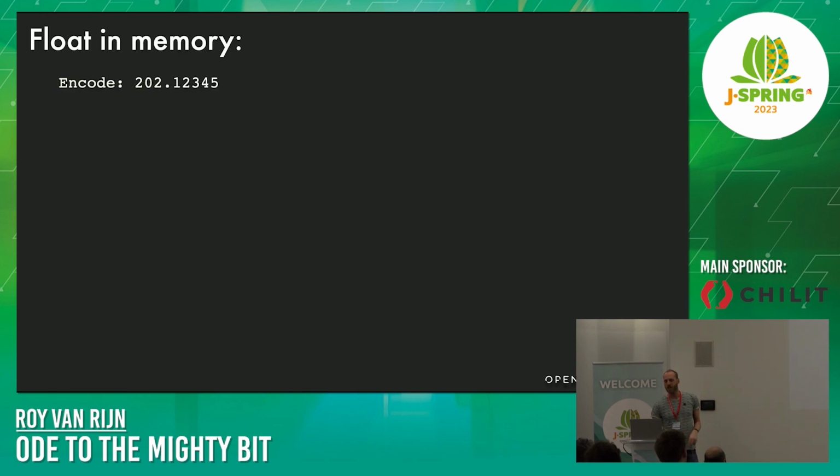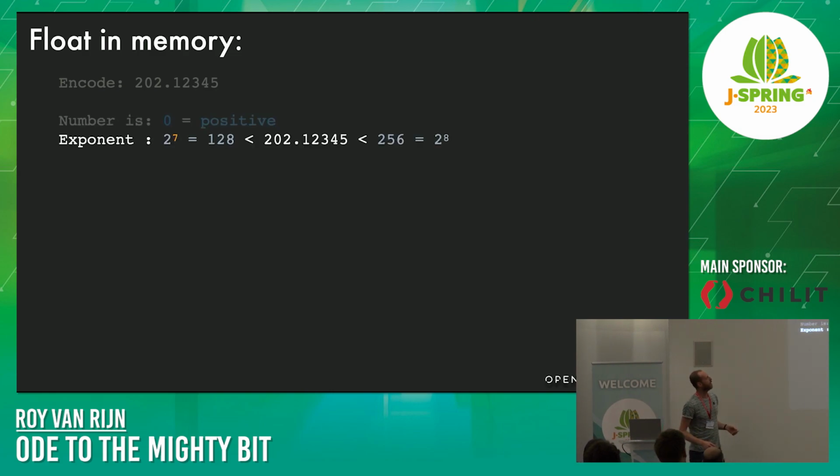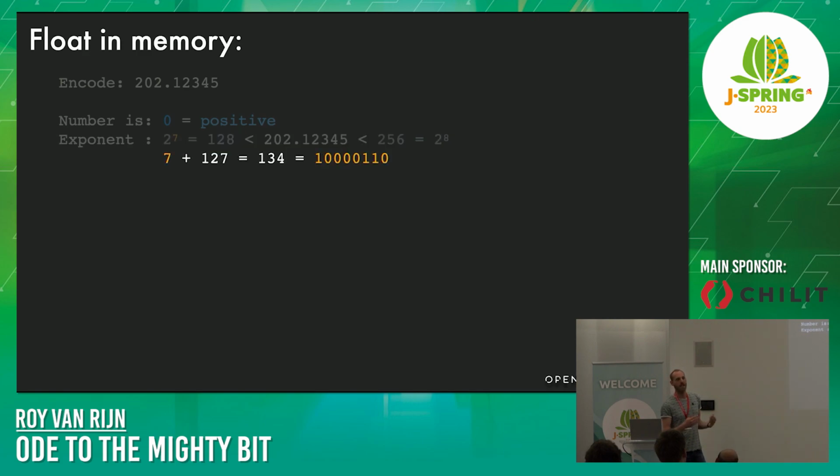First, let's try it the other way around. What if we have a certain floating point number and we want to get to the bits? Well, we need 0 because, again, it's a positive number. We can see that this number we have is between 128 and 256. So it's between 2 to the power 7 and 2 to the power 8. So we take 2 to the power 7. We add 127, so we have to encode 134. That's the exponent.